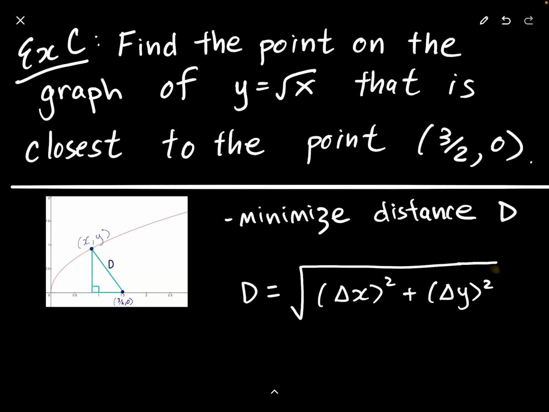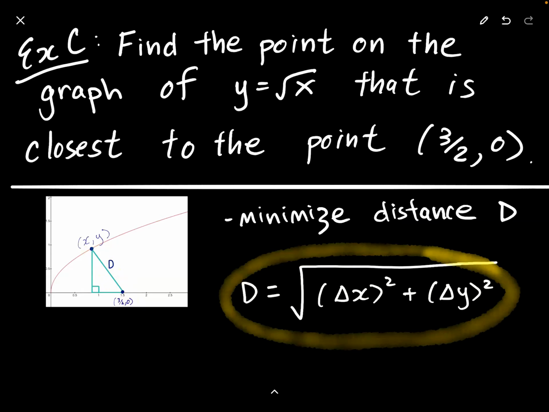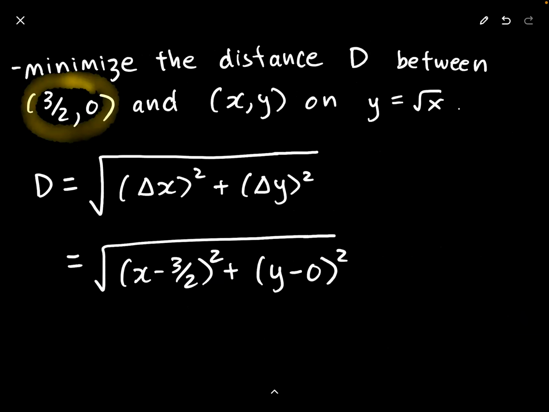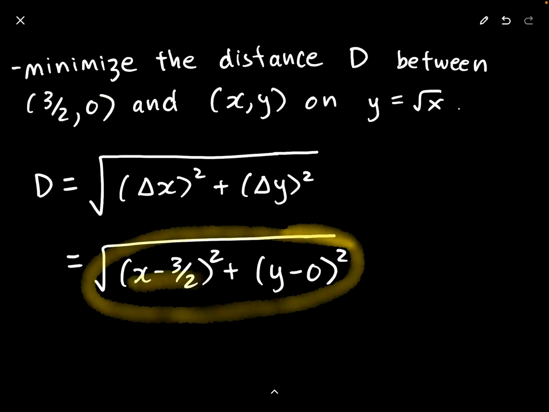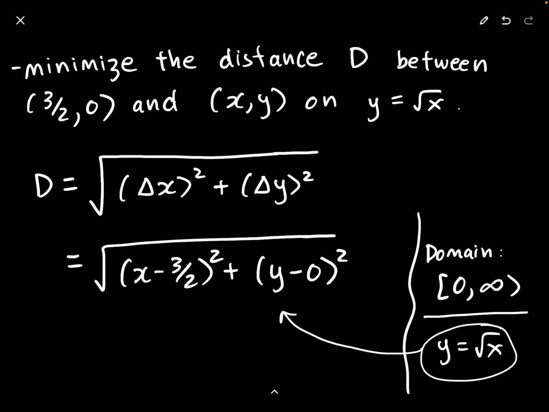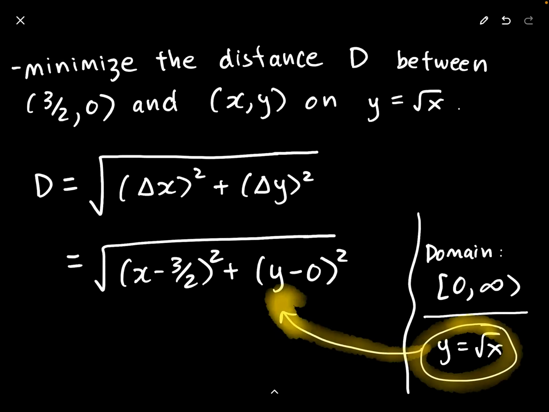The formula for d will be given by the distance formula, which is just the Pythagorean Theorem. So using the distance formula with the points 3 over 2, 0 and (x, y), d is the square root of (x minus 3 over 2) all squared plus (y minus 0) all squared. So we can write d as a function of x by plugging in y is equal to root x for y. And the domain will be restricted since y is equal to root x. The domain will be from 0 to infinity.